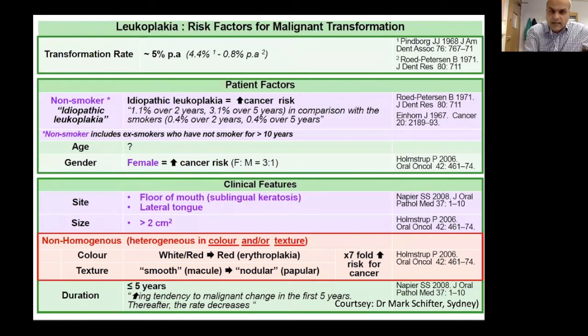They have a higher cancer risk. Females, higher cancer risk. Floor of mouth and lateral tongue is the most common site, and anything that's over 2 centimeters in size. If it is very uniform, it's less likely to be dangerous. If it looks like the Canadian flag, white with red bits in it, or very red, broken down, ulcerated with white bits in it, these erythroleukoplakia or leukoerythroplakia have a higher risk of cancer, and they need surveillance.